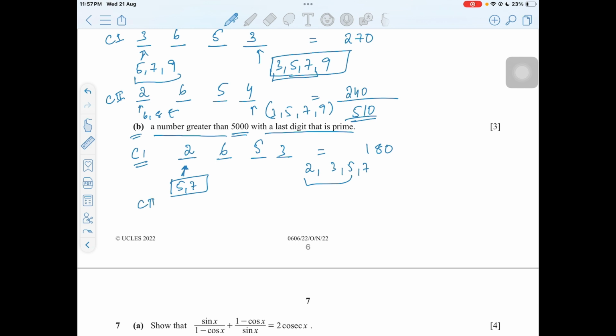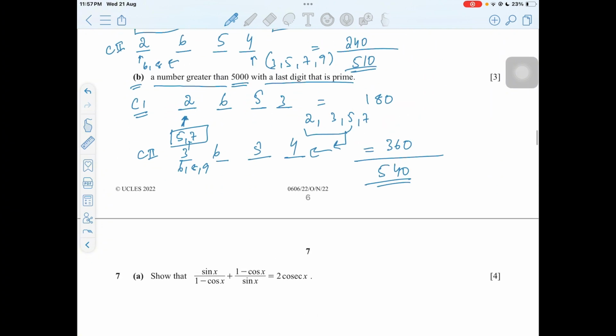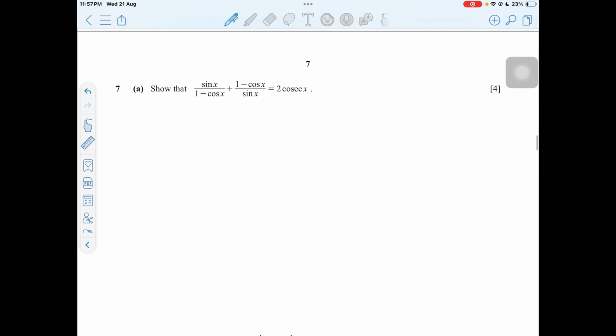Our case 2 would be, we don't have a 5 or 7 over here, we have 6, 8, or 9 over here. So we have three combinations over here, that is 6, 8, and 9, and we can have all the four combinations over here, that is 2, 3, 5, 7, and we can have 6, 5, and 4. So if we multiply this, we get our answer as 360, and if we add them, we get our answer as 540. So this was it. And now moving on to question 7, we have to show that this is equal to this.